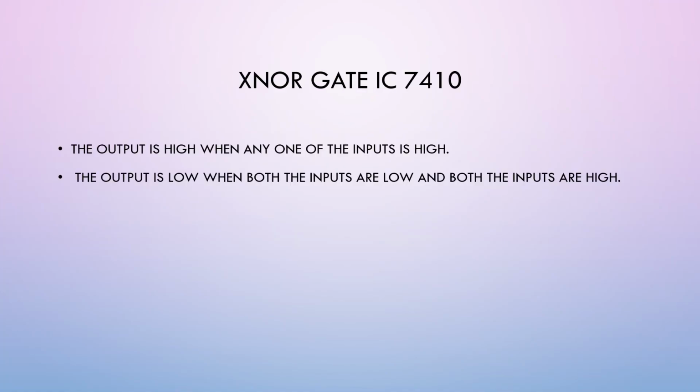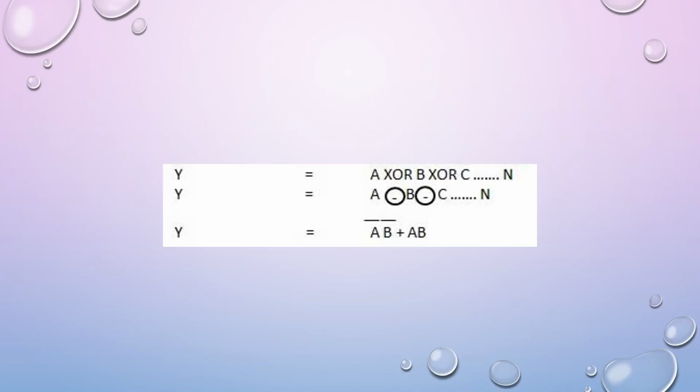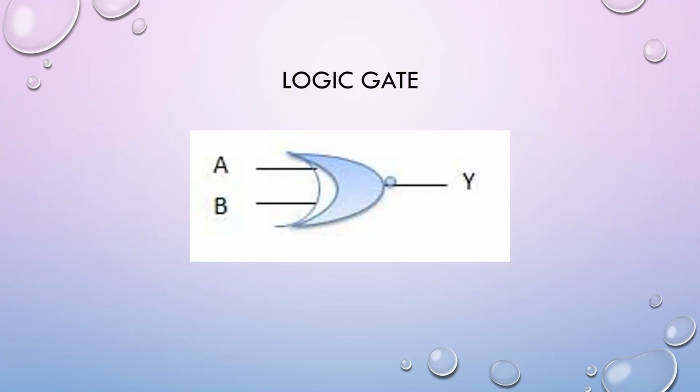Next comes the XNOR gate, IC number 7410. The output is high when any one of the input is high. The output is low when both the inputs are low and both the inputs are high. And this is the formula for XNOR gate. And this is the logic diagram of XNOR gate.